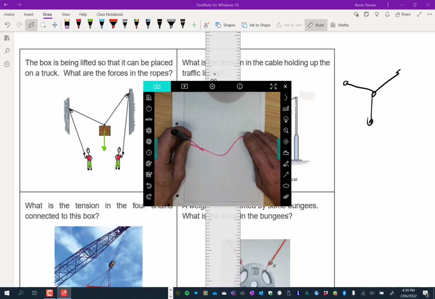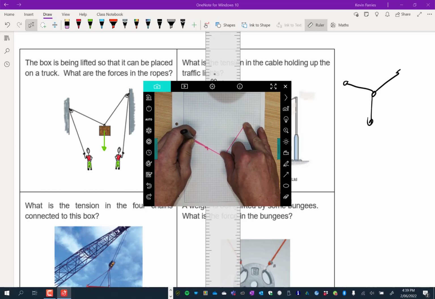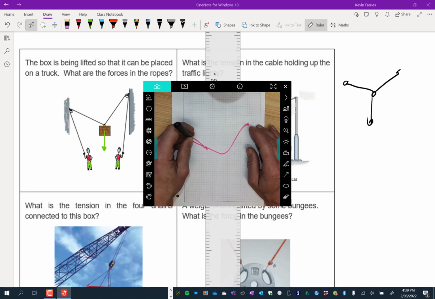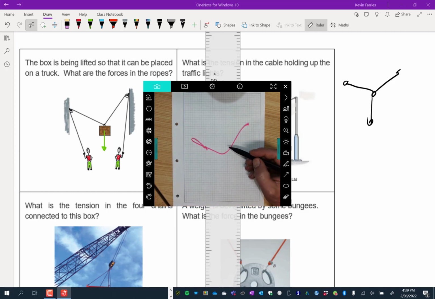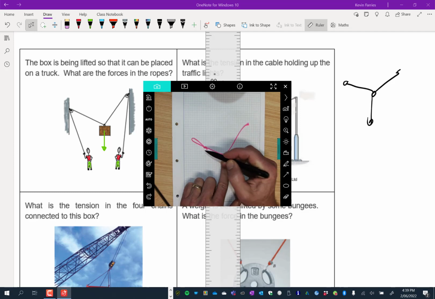Similar things happen if this rope was fixed at both ends and you put a weight in the middle. If we put a weight here, then the rope straightens and lines up, and the forces holding a weight up will be aligned with the direction of the rope. So there'll be one force acting this way, and there'll be another force acting this way.